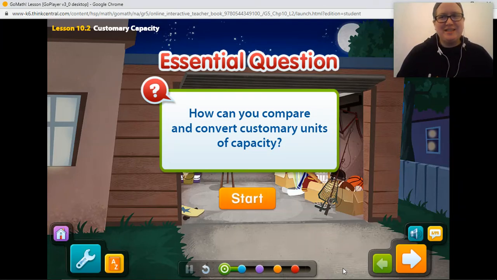Hello, mathematicians. Today we are going to be looking at lesson 10.2, which is all about customary capacity. We're going to be trying to answer the question, how can you compare and convert customary units of capacity?